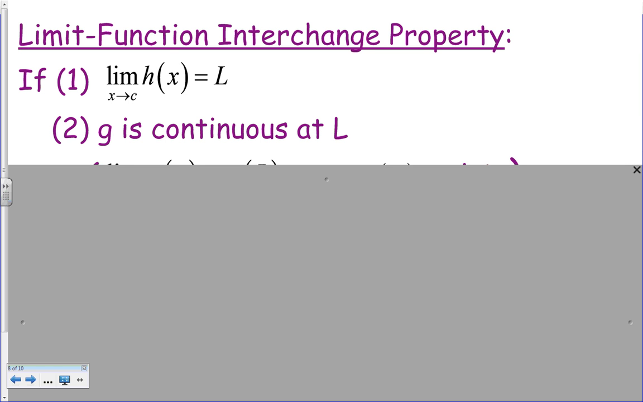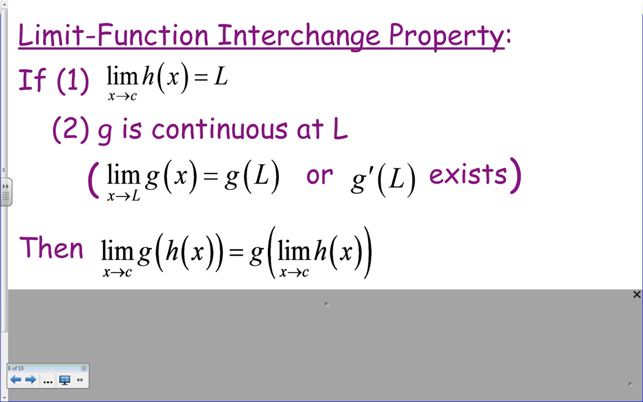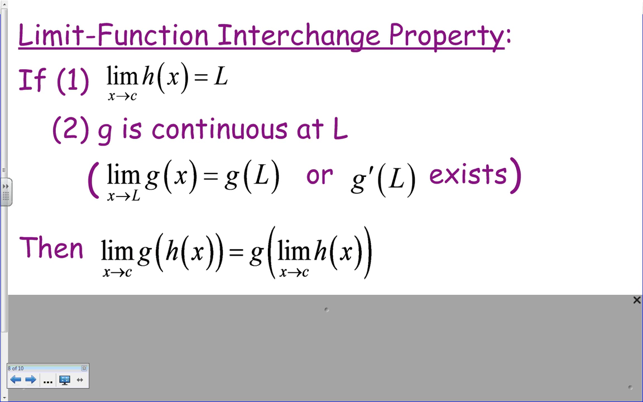Here's what the property says. I guess I'm going to show you the whole thing here. It says if you meet the following two conditions. The first condition is the limit as x goes to c of h of x is equal to L. Now, h of x, if you look down there in the conclusion, is talking about a composition, g of h of x. So h of x is our inside function there. So the limit of the inside function exists and it's approaching some value of L. And the second condition is that g, our outside function, is a continuous function at L.